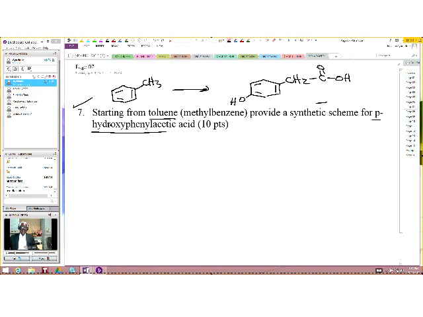Excellent. In other words, you want us to start with nitration. Do not forget nitration, which is nitric acid in the presence of sulfuric acid. The methyl group is an ortho-para director, so we are going to direct to the para position, since that is the product that we need.